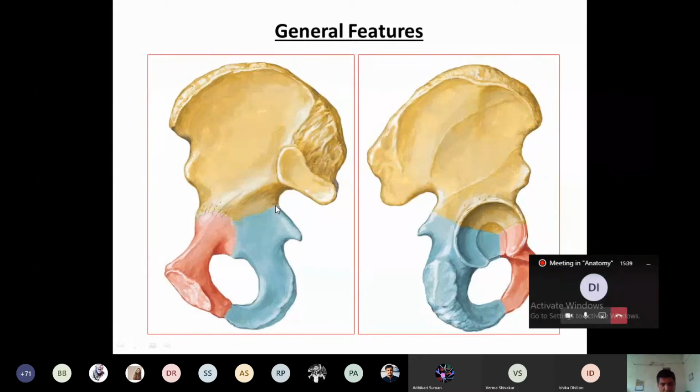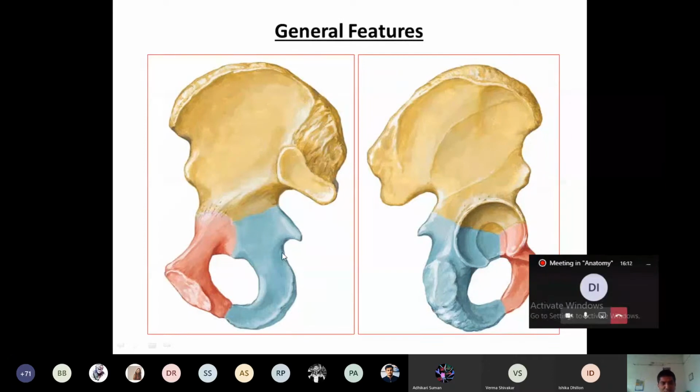Till here is the ilium. Below this, if you trace the greater sciatic notch, you will reach the part of the ischium. The blue part is the ischial part. This part of the ischium, which is continuous with the greater sciatic notch, is known as the ischial spine. If you trace the ischial spine more inferiorly, you will reach the lesser sciatic notch.